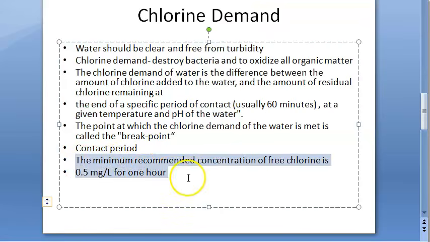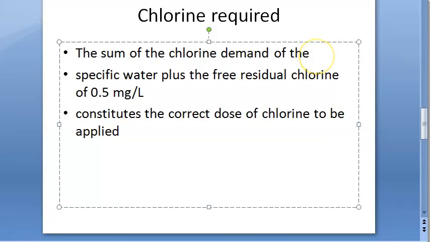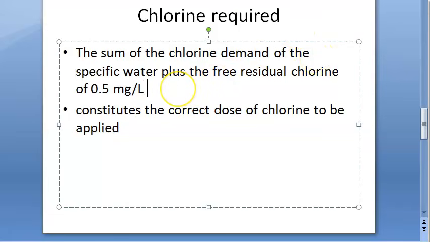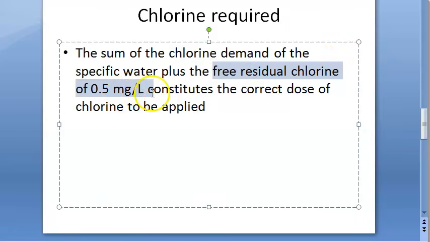Look at this, the minimum recommended concentration of free chlorine is 0.5 milligram per liter for 1 hour. So why do you need this free chlorine, okay? Free residual chlorine also should be there because during storage there can be contamination. So free residual chlorine also they will give, for safety against microbial contaminations that may occur during storage and distribution. So the amount of chlorine you should give the water is the chlorine demand plus the free residual chlorine. So you should give what and all?